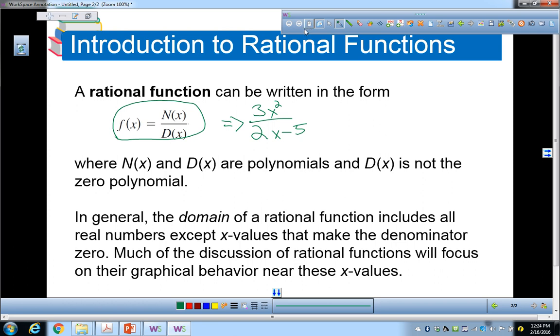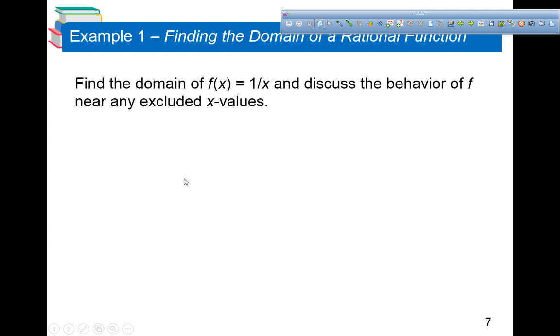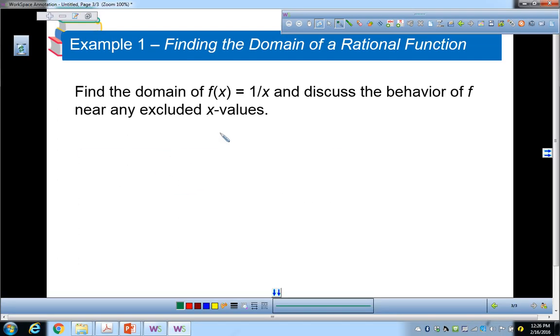We'll talk about the domain in a second, so don't worry about all that verbiage. Tomorrow I'm going to give you a handout that has a lot of the rules, because today we're going to talk about how you find asymptotes and how you find holes in the graph. I'll give you a big sheet, so you don't have to write down everything you see here. But this is a good one: find the domain of f of x, and discuss the behavior of f near the excluded value of x.